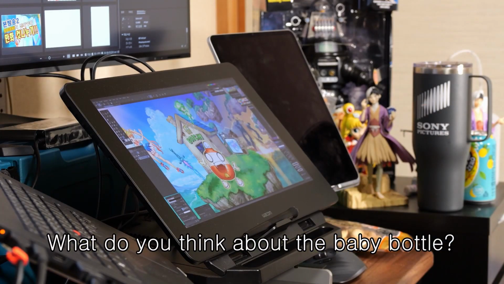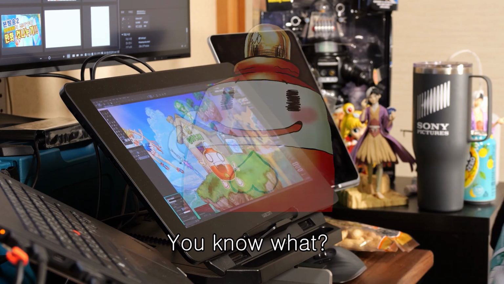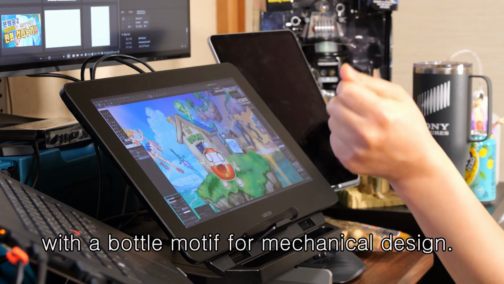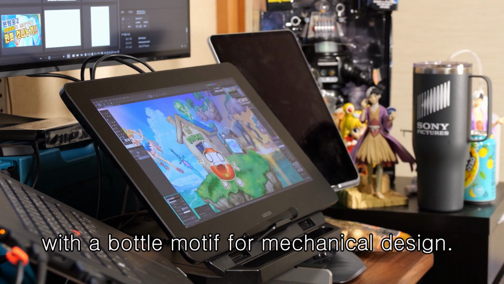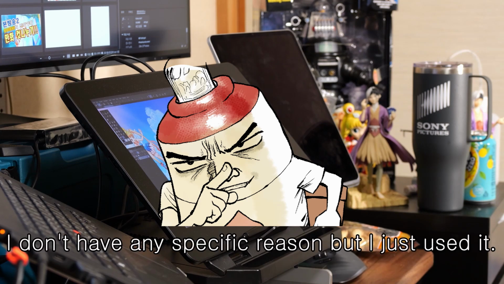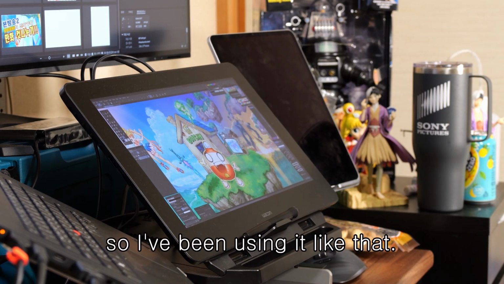What do you think about the baby bottle? The baby bottle? It seems a bit odd. You know what? The motif of my avatar character is the baby bottle. Once, I designed a robot with a baby bottle for mechanical design, and I used that robot design as my avatar character. I don't have any specific reason, but I just used it. My avatar character Boichi also has a round appearance, so I've been using it like that.